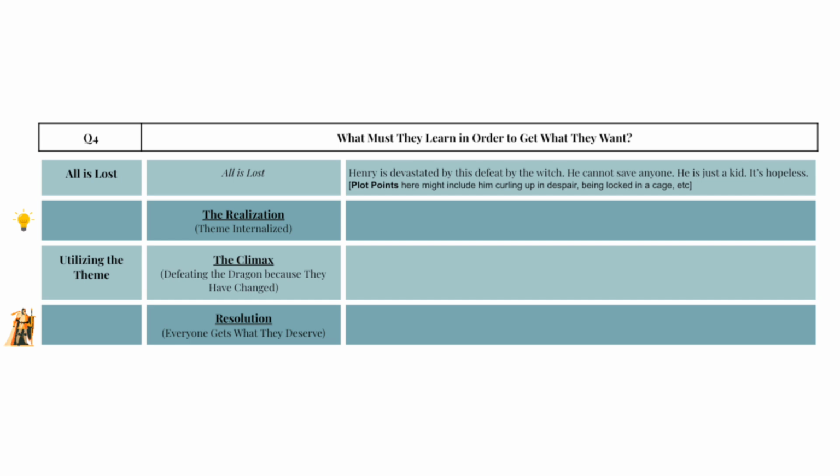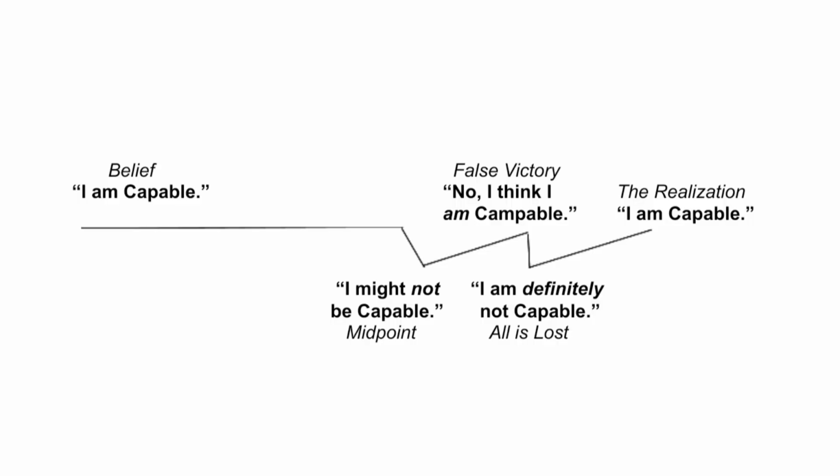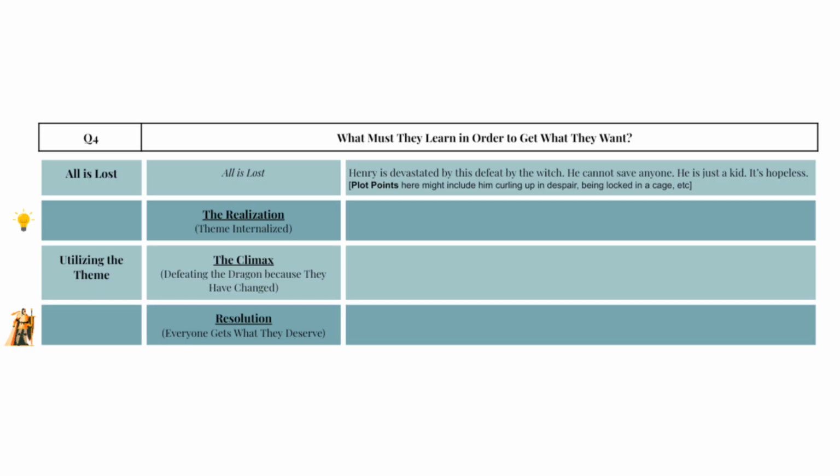If it is a flat arc, like ours is, they remember their initial belief. And if it is the more common positive change arc, they let go of forever the lie that they believe, the misbelief, and embrace the truth or the theme, the thematic statement, whatever you want to call it. It's all the same. It's essentially a resurrection.